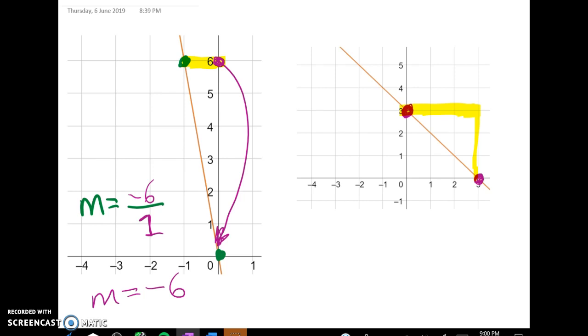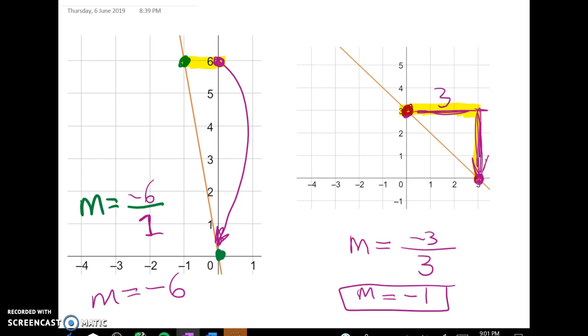So you can see I'm speeding up a little bit. It's the same idea. What's the out number? It's 3. And what's the down number? It's -3. Hope there's no proper maths teachers watching for my bad drawings there. Right, so m is equal to -1 because I've got -3 divided by 3. So a negative divided by positive keeps me with a negative number, and 3 divided by 3 gives me the 1 part of that number.